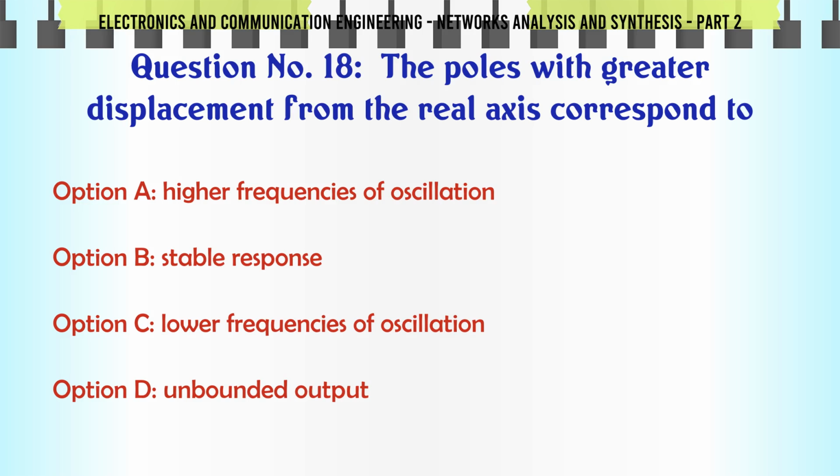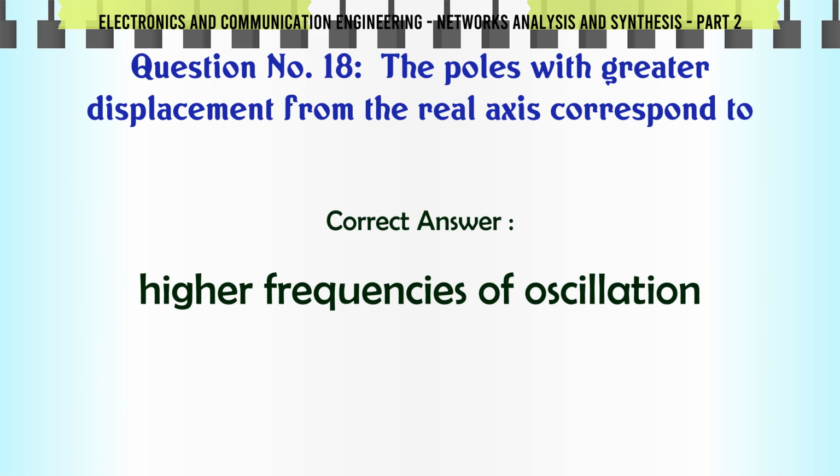The poles with greater displacement from the real axis correspond to A. Higher frequencies of oscillation, B. Stable response, C. Lower frequencies of oscillation, D. Unbounded output. The correct answer is higher frequencies of oscillation.